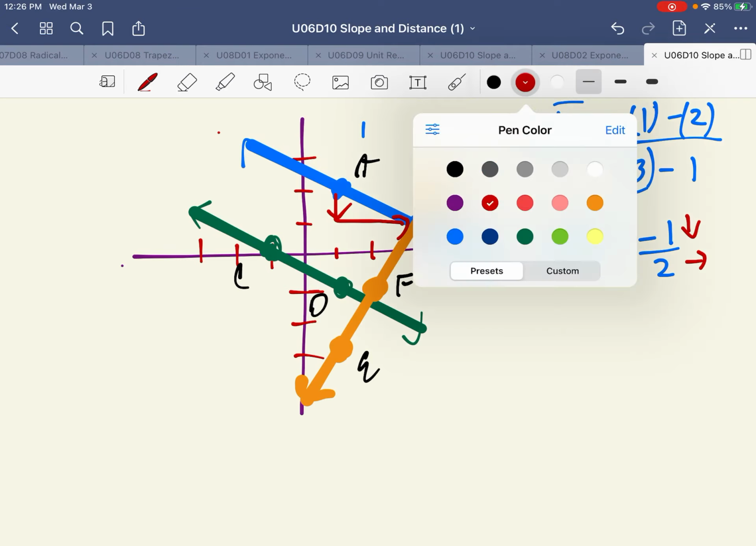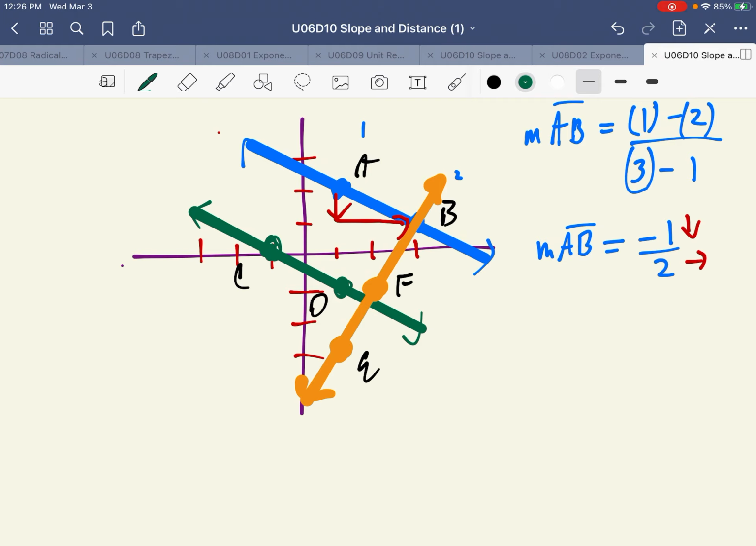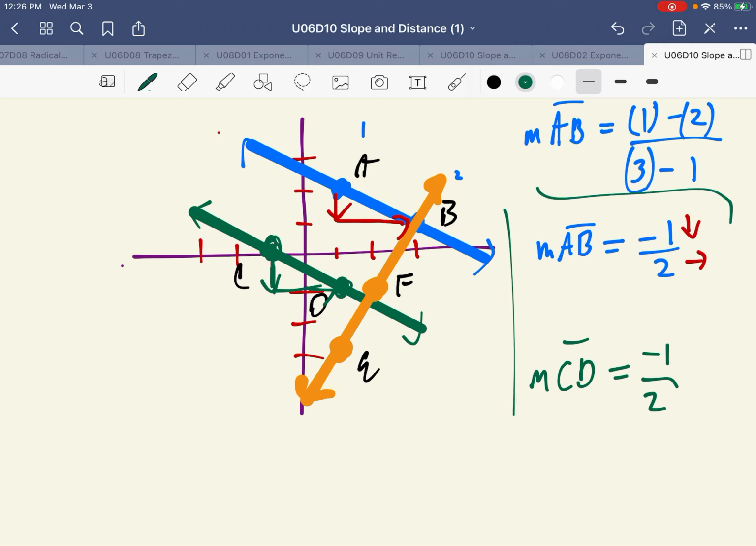We can also find the slope of a line using the line itself. So the slope of CD we can find by just counting. So I'm going to count from one point to the next. I go down 1, which is a rise of negative 1, and I go right 2 to get to the next point, which is a run of 2. So they happen to have the same slope. You'll also notice that those lines are parallel. So parallel lines have equivalent slopes.